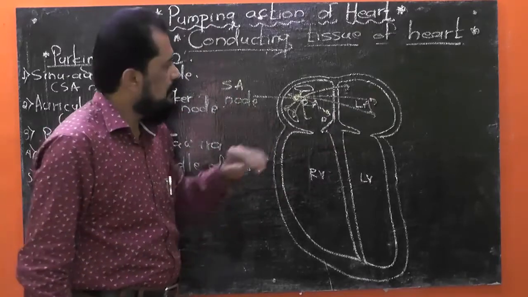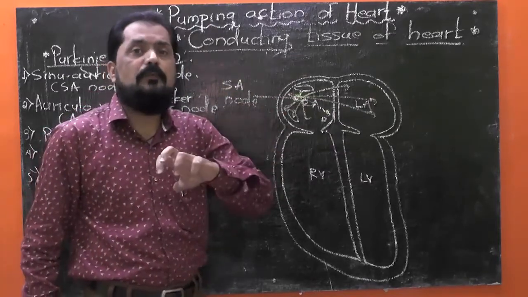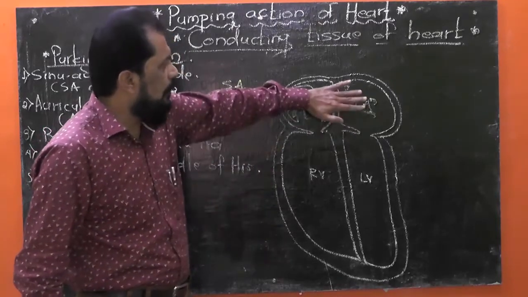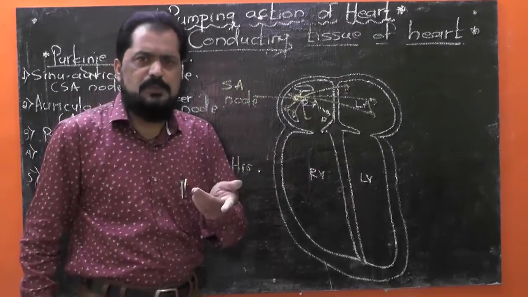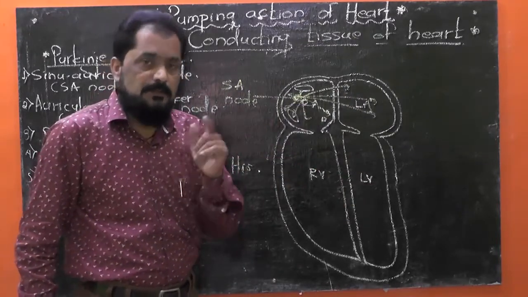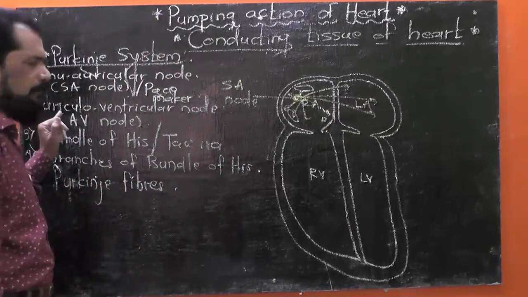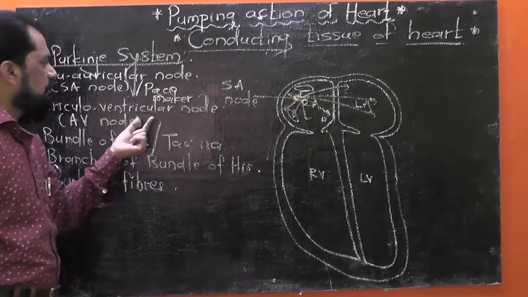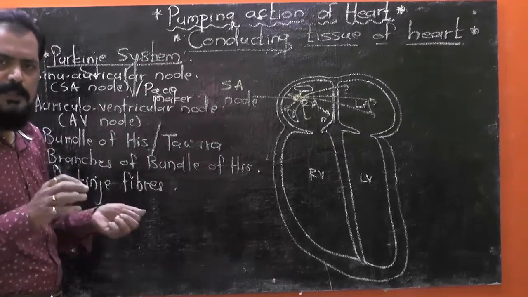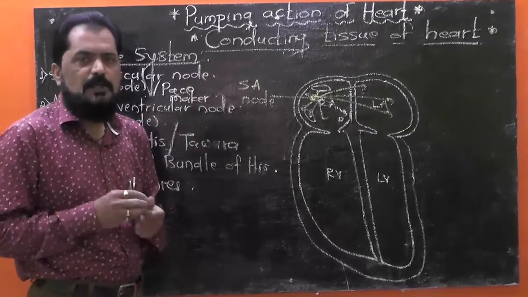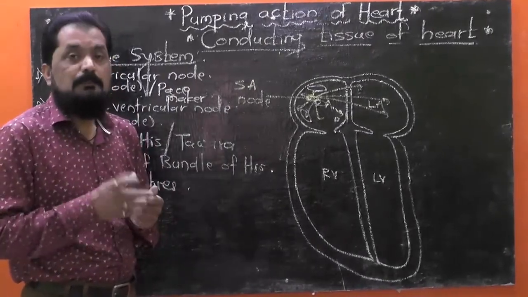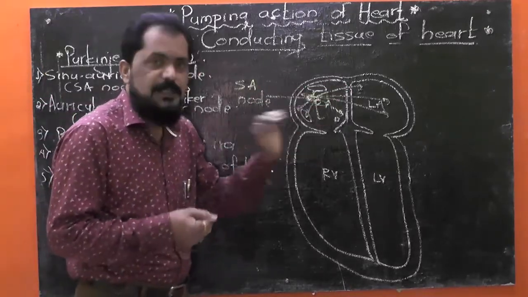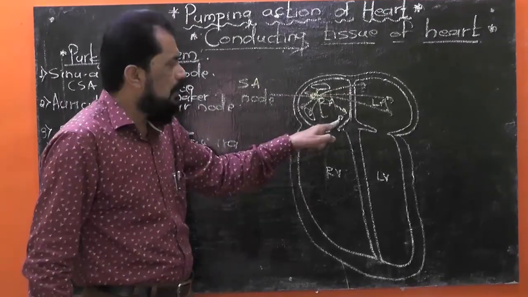Now the electric impulse or that wave of contraction cannot pass over directly from auricles to the ventricles. Why this is so, I will tell you after few minutes. Now second component of Purkinje system is AV node, auriculoventricular node. AV node is also the patch or mass of specialized cardiac muscle present in the wall between the auricles and ventricles near the opening of coronary sinus.